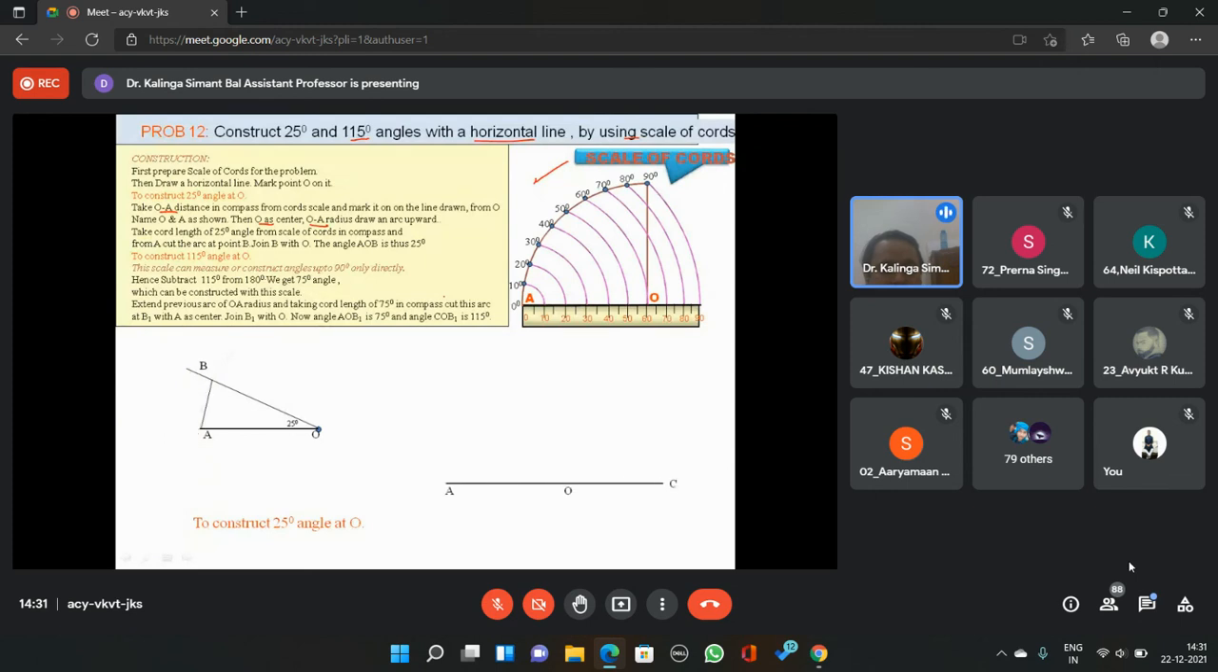Similarly, if you want to construct 115 degree, because in this scale we do not have 115 degree, we have maximum up to 90 degree, there is one small thing that we have to do. We have to extend the line from O to C. Beyond, on the right hand side of OA, we have to construct a hemisphere, almost a hemisphere, and we have to construct a quadrant of a circle.